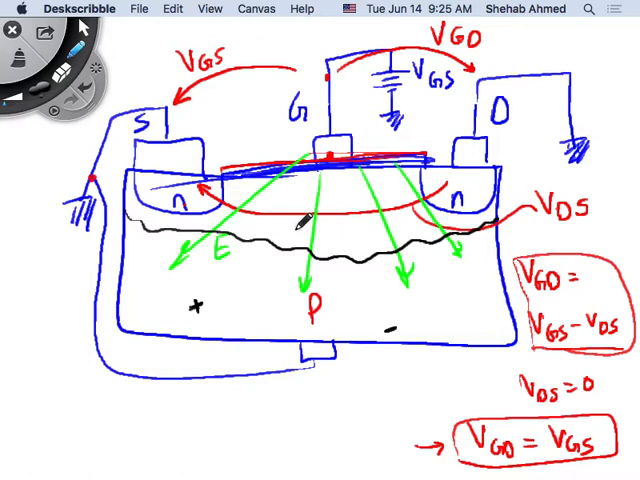What else does the green electric field do? It will have the electrons move against the electric field. So these holes are all moving with the electric field, down, away from the gate. The electrons are going to move towards the gate, against the electric field, right? So this is the electric field. The electrons move against the electric field, and they will all accumulate here.